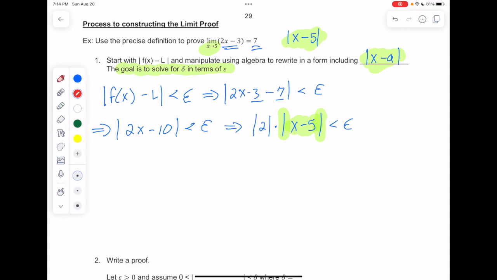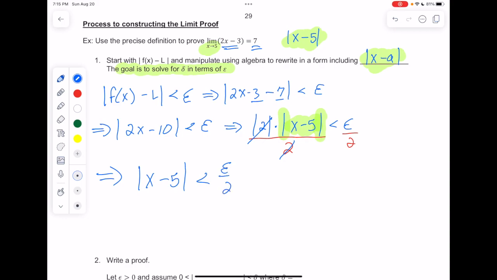So to get that absolute value by itself, I would divide both sides by the absolute value of 2, which is just 2. And then what does that give me? On the left, these 2's will have canceled. I'll have the absolute value of x minus 5 is less than epsilon over 2.